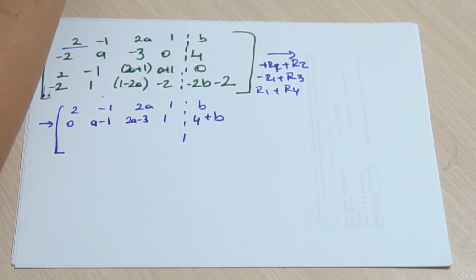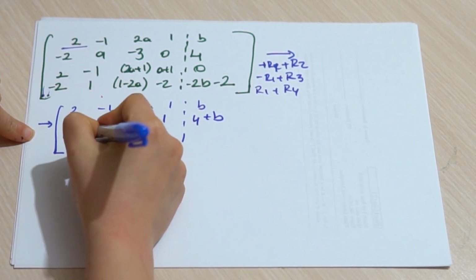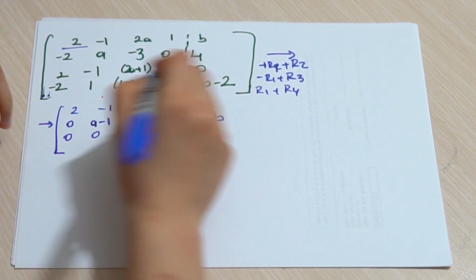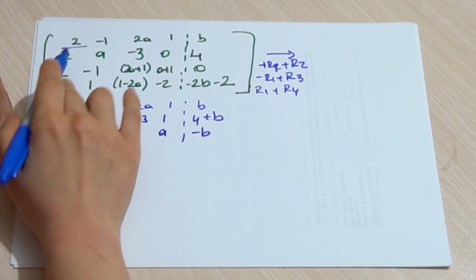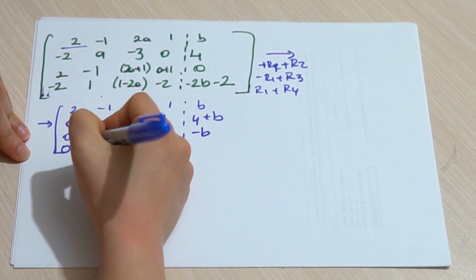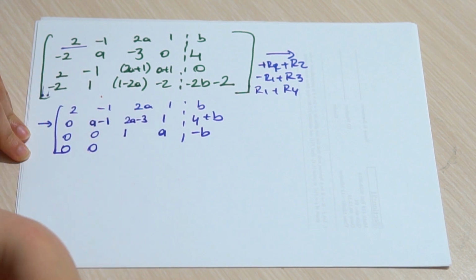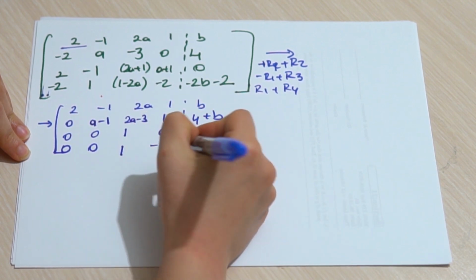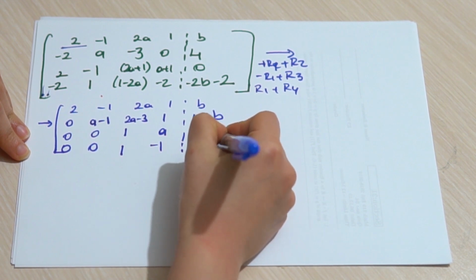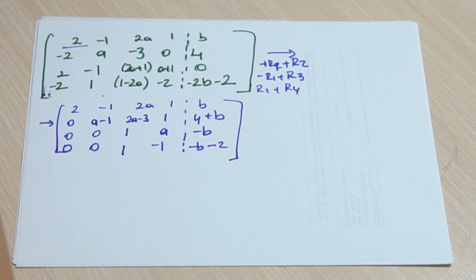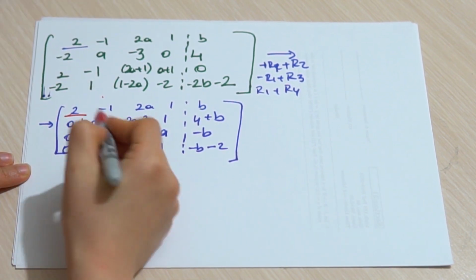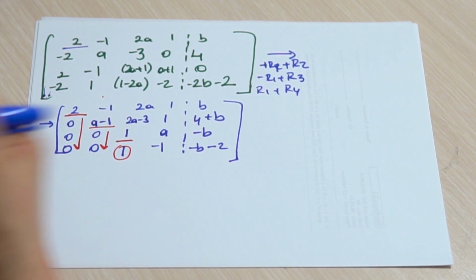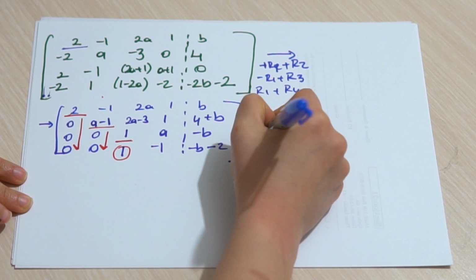Then here I will have 0, 0, 2a plus 1 minus 2a is 1, a plus 1 minus 1 is a, 0 minus 1 is minus b. Here I will have 0 and 0, 1 minus 2a plus 2a is 1, minus 2 plus 1 is minus 1, and I will have here minus b minus 2. Now, these are the leading entries, there is nothing here. This is the leading one, there is nothing here. Let's say this is the leading one, there should be nothing here, so I will add minus row 3 to row 4.